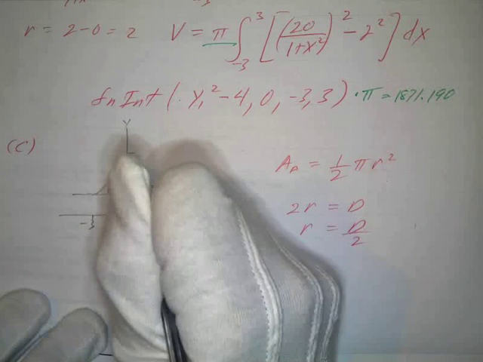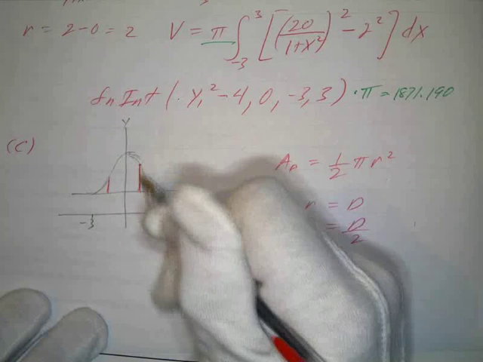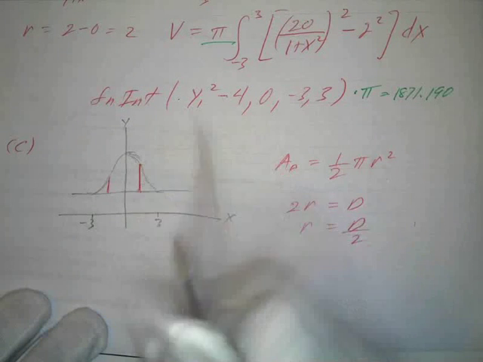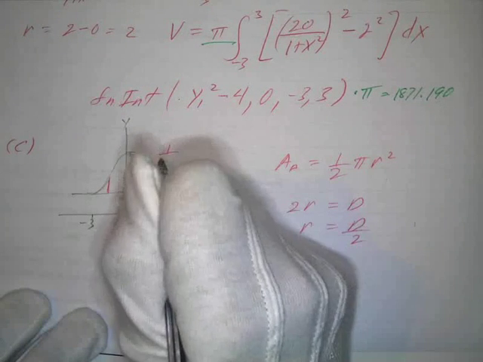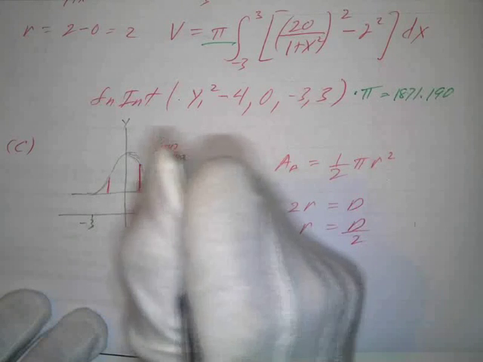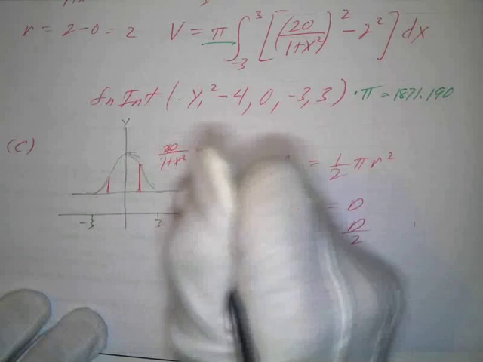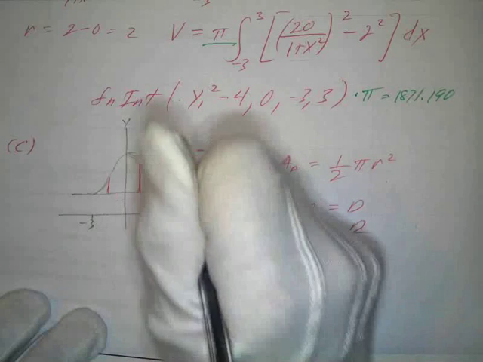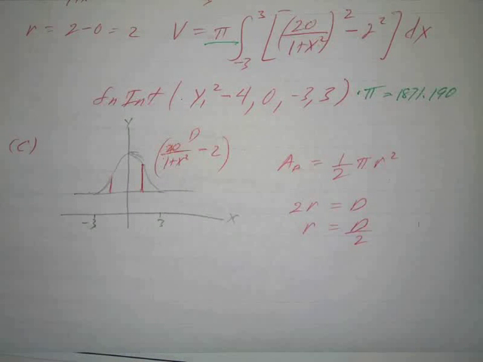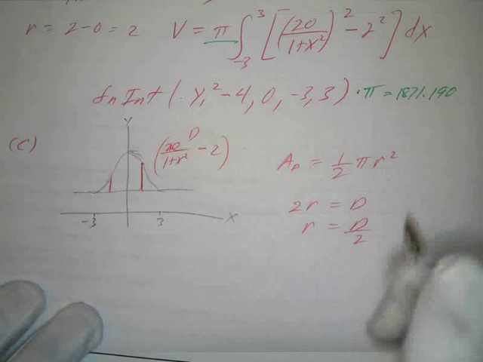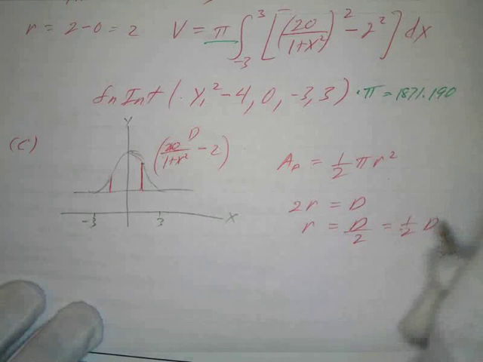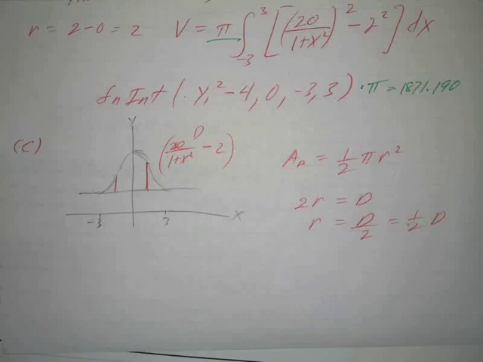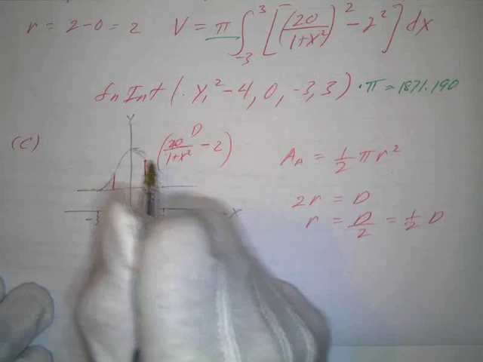be my top curve minus bottom curve. Okay, this is my top curve, this is my bottom curve, so this length here will be 20 over 1 plus x squared, minus 2. So that's going to actually be my diameter. Okay? But r equals 1/2 the diameter. So keep that in mind.